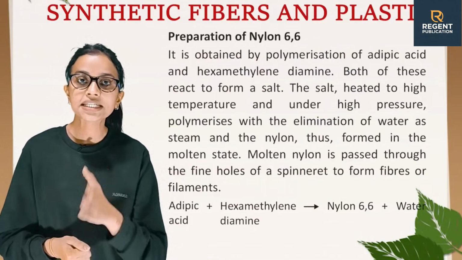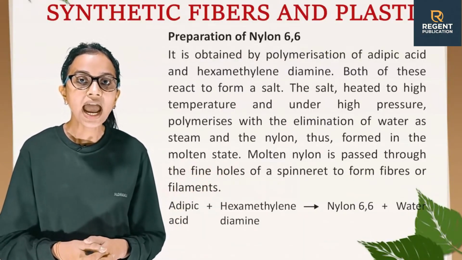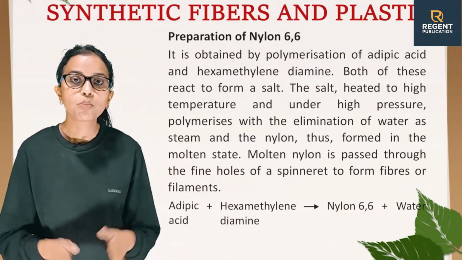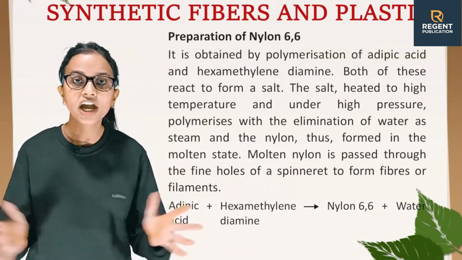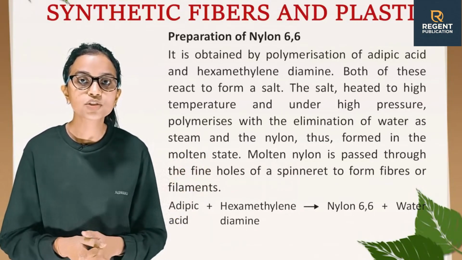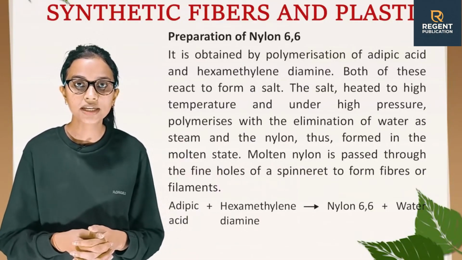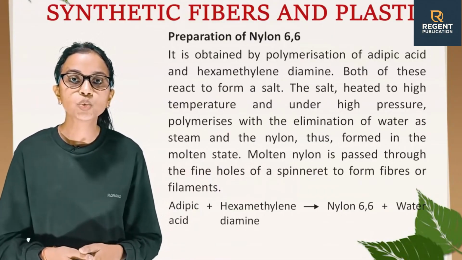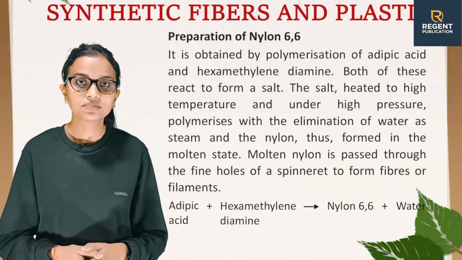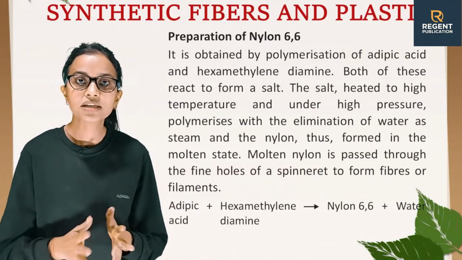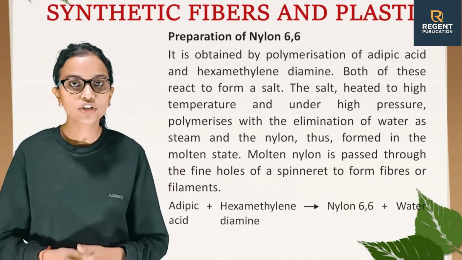Preparation of nylon 6,6. It is obtained by polymerization of adipic acid and hexamethylene diamine. Both of these react to form a salt. The salt, heated to high temperature and under high pressure, polymerizes with the elimination of water as steam, and the nylon thus formed is in the molten state. Molten nylon is passed through the fine holes of a spinneret to form fibers or filaments. Now, adipic acid plus hexamethylene diamine gives nylon 6,6 plus water.